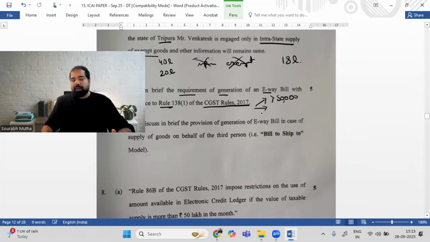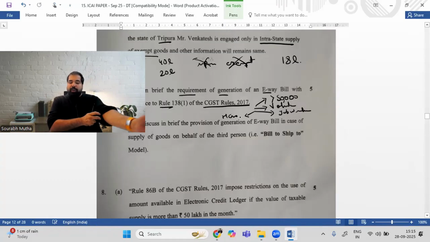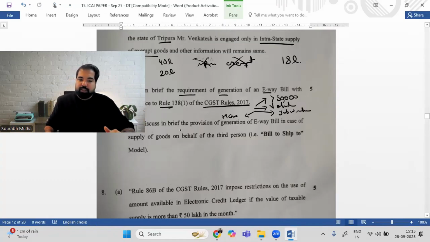Plus, there are some other places where you need an e-way bill. If you want to voluntarily generate, you can generate an e-way bill. If you're sending goods to a job worker interstate, that is outside the state, you need an e-way bill. And if you're sending handicraft goods, you also need an e-way bill. That is Rule 138 of the CGST Rules.